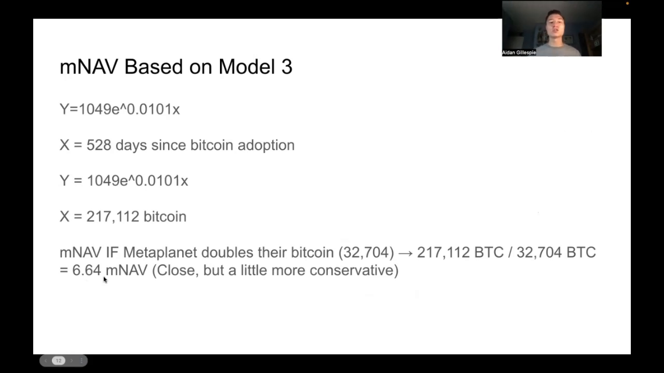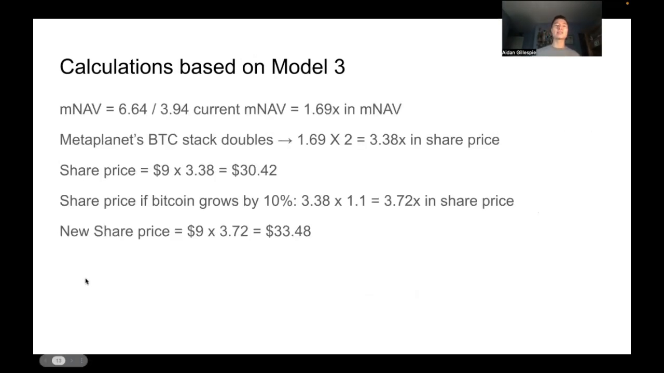That's pretty close to that previous MNAV that we calculated that was just over 7, but this one is a little bit more conservative. So now I'll create the calculations using this slightly more conservative MNAV here. Based on that third model, we got that MNAV of 6.64. We'll divide it by that current MNAV of 3.94, and we get a 1.69x in MNAV.